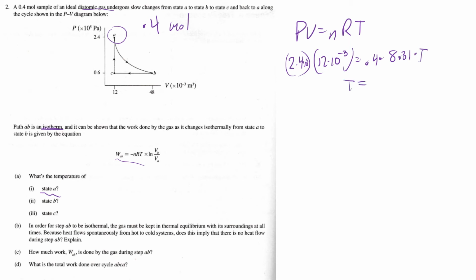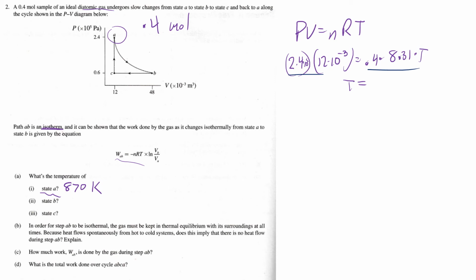All right, so T for the first one is going to be 870 Kelvin. Now let's do the same kind of thing for state B. This side's going to be the same. It's just going to be changing this side here.